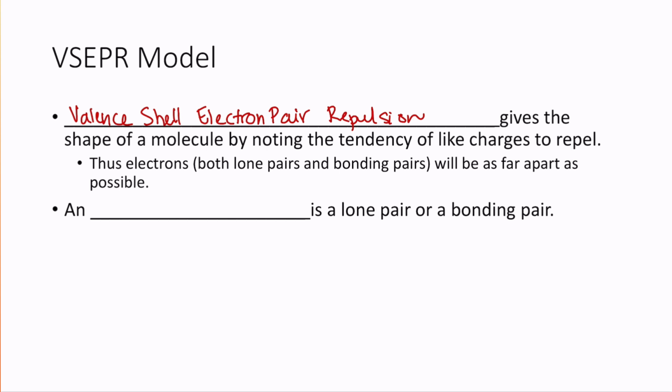So an electron domain or an electron group is going to refer to either a lone pair of electrons or a bonding pair of electrons. But it's very important when we're looking at VSEPR model to figure out how many electron groups are around your central atom.